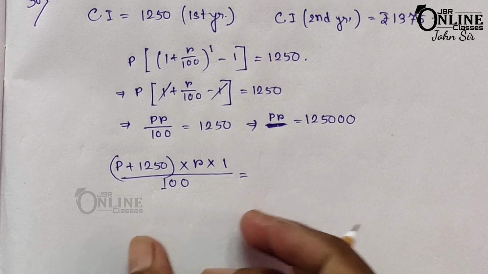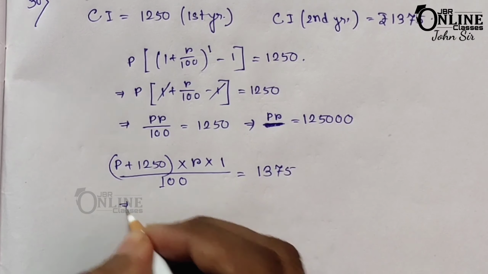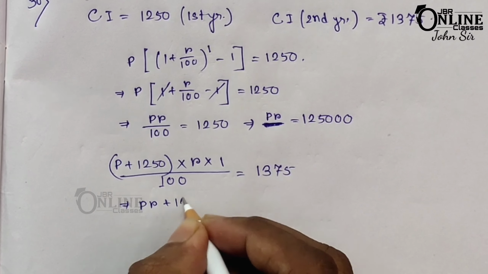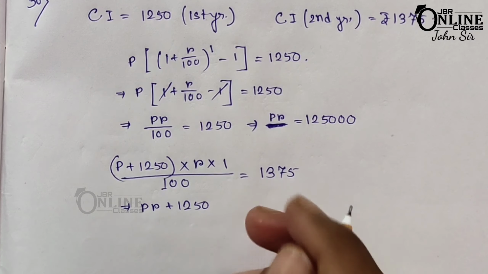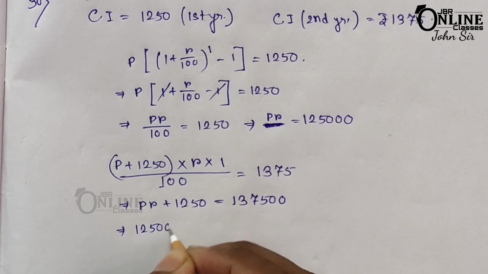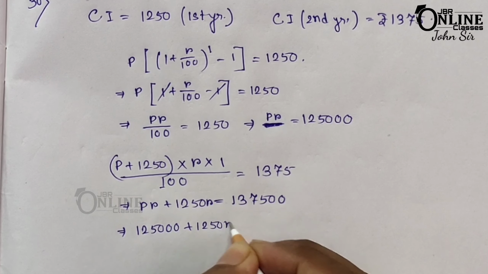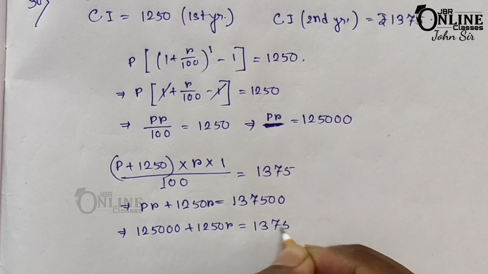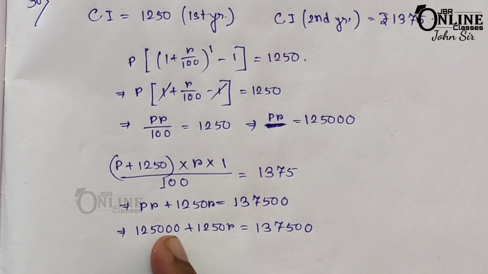That is also the formula to find out the interest, and that equals 1375. So here PR plus 1250 is the same type of problem as sum number 27. Now you can easily put down the value of this one. So 125000, sorry, here is R, 1250R, and that is 137500. Now you have to subtract this one, the left one, 125000 from the right one.